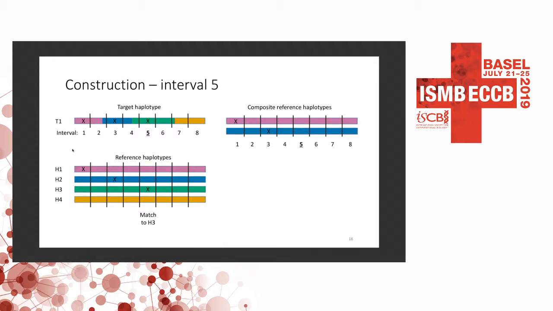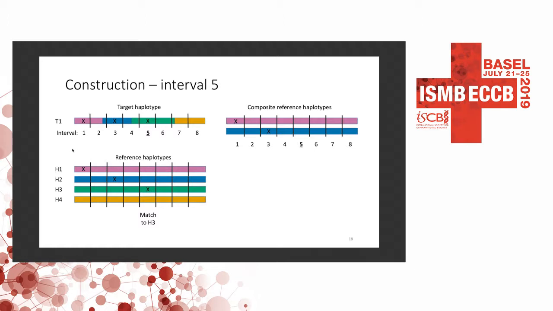Interval 4, no match. Interval 5, we have a match. Here's where those X's come into play. We have to choose what haplotype we splice the green haplotype into, right? We're constructing composite haplotypes that represent multiple reference haplotypes. The main question is, which one do we splice it into? So we splice it into the haplotype that has the oldest matching information, the stalest matching. And that would be purple because it last matched in interval 1, whereas blue matched in interval 3.